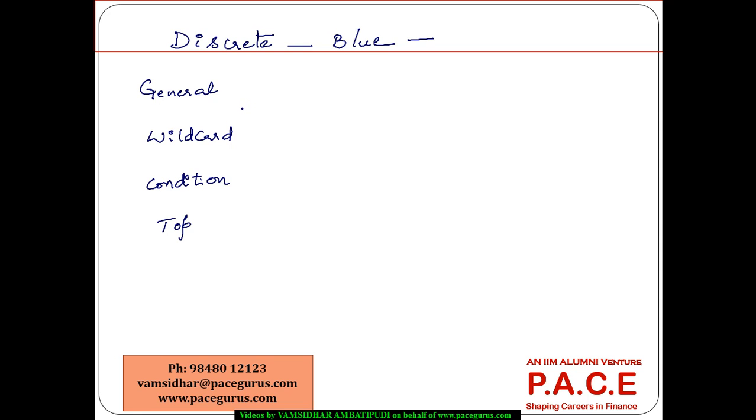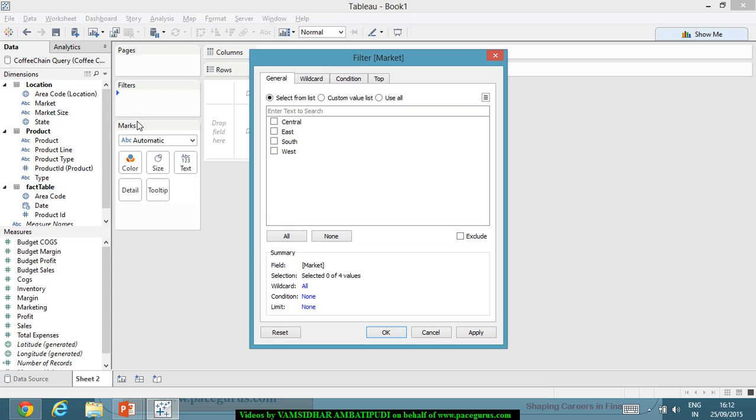This is exclusively for discrete data. If you are dropping a continuous field here, the filter elements are different, and you can filter using any of these criteria. At the bottom you have a summary which is clearly telling you all the options that you are selecting. Let's say I want to include central and east. The summary says the field is market, selection is 2 out of 4 values. So 2 out of 4 values from this list are selected.